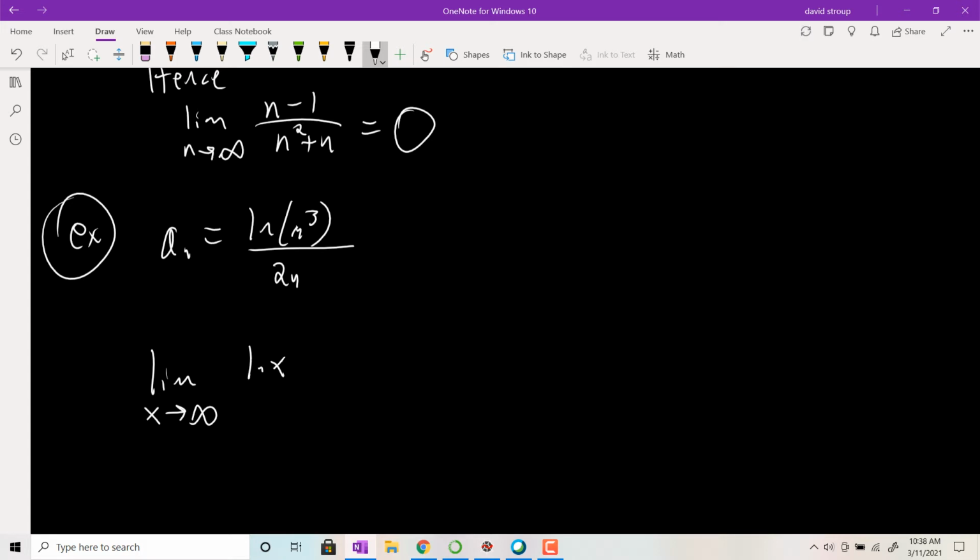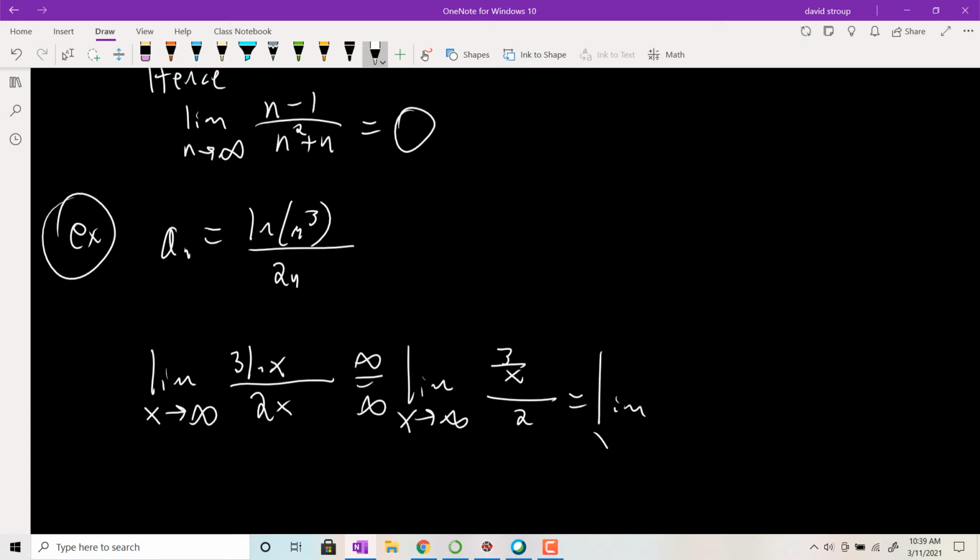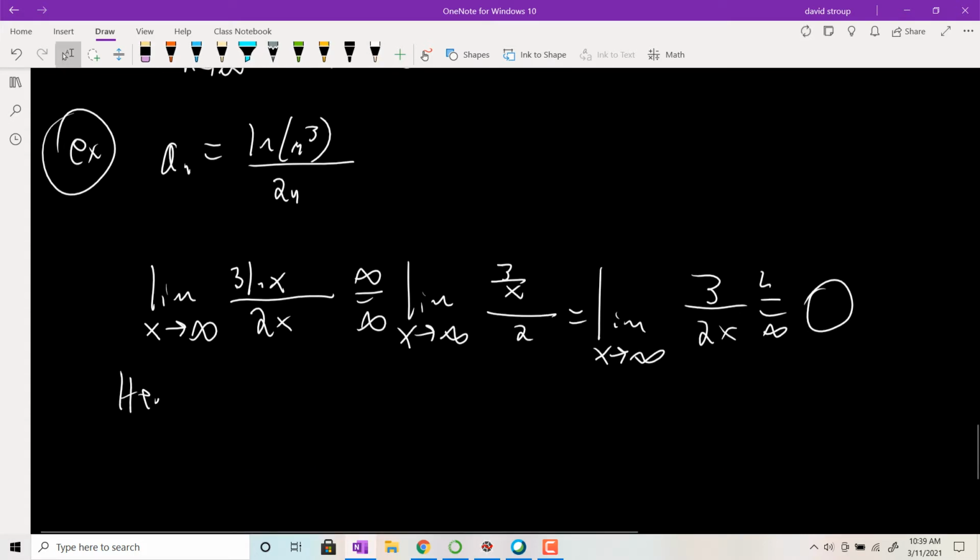So you have ln of x, let's use the power rule of logs to bring the 3 up in front, all over 2x. And we can see that's infinity over infinity form, so we could do L'Hopital's. So you get 3 all over x all over 2. So that's the limit as x goes to infinity of 3 all over 2x, which again is 1 over infinity, which is always just 0. Okay. So hence the a sub n stuff will also go to 0. ln of n cubed all over 2n equals 0.